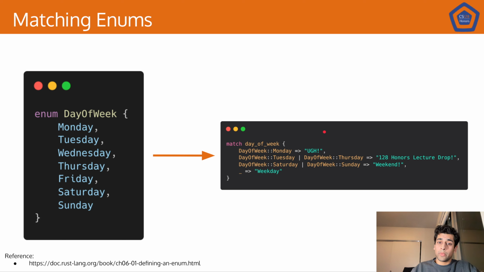And like I mentioned before, we can match enums. So we can match some variable, day of the week, where day of the week is of type day of the week. And we have this exhaustive match. So if we see a Monday, we'd say ugh. If we have a Tuesday or a Thursday, that's a 128 honors lecture drop. Saturday or Sunday is the weekend. Otherwise, it's a weekday. So we can still use this underscore wildcard, or if we wanted to, we can just list out these 7 values.